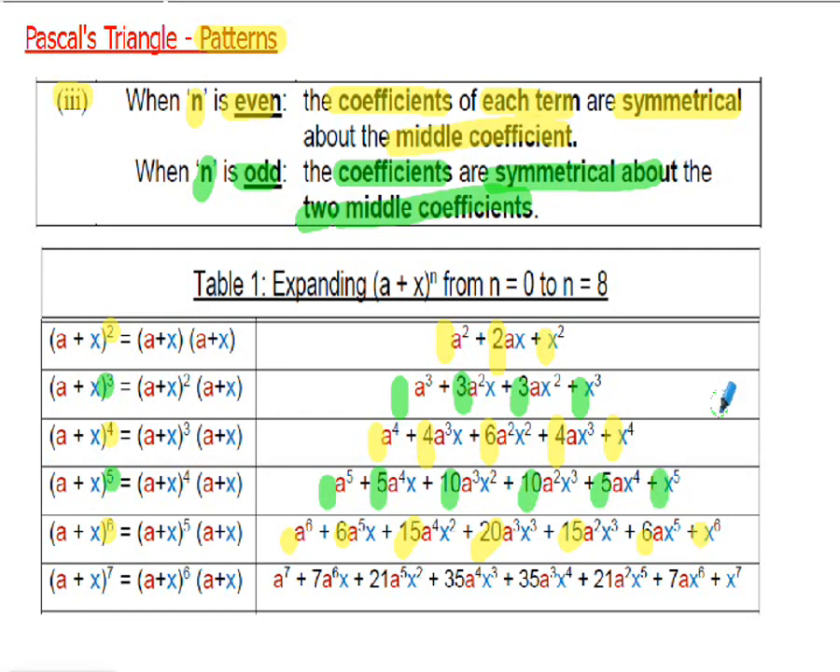and 1x to the 5. And taking the power 7, the odd expansion here, again the middle 2 terms are 35 for the coefficients here, and then either side of that we have 21, then we have 7, and then the 1s again at the extremes. So we can definitely see that there's symmetry about the 2 middle terms when the power is odd.